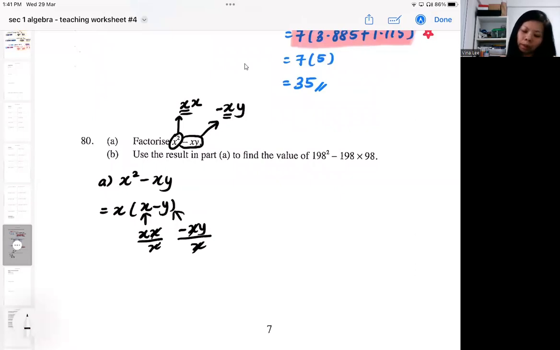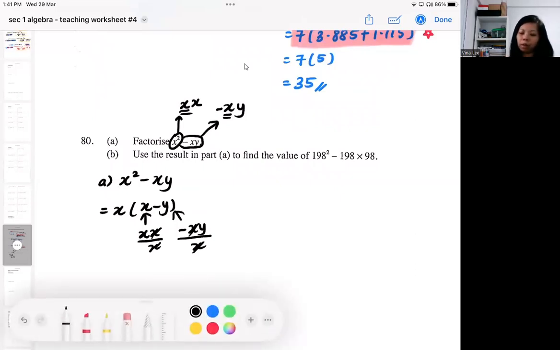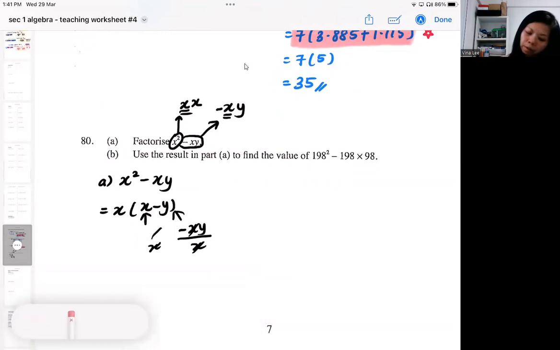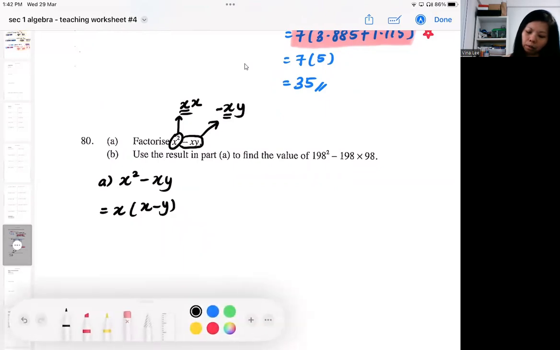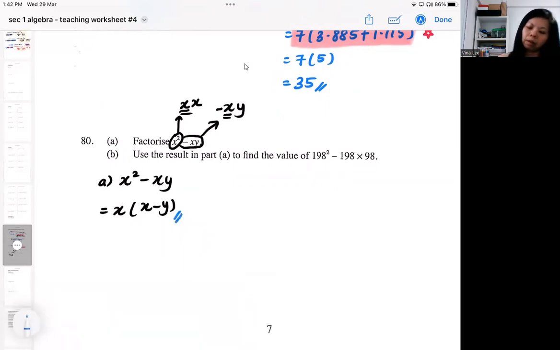Okay, so no matter how difficult, you use the same logic. There are two bubbles. Find a common factor that the two bubbles can be divided by. So I managed to find out that x is the common factor. So that should be my common factor.